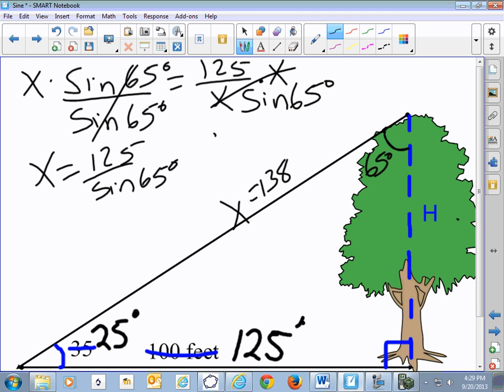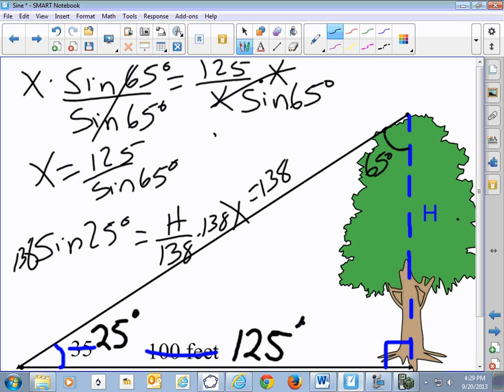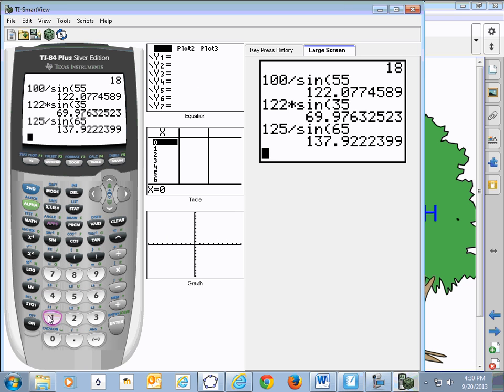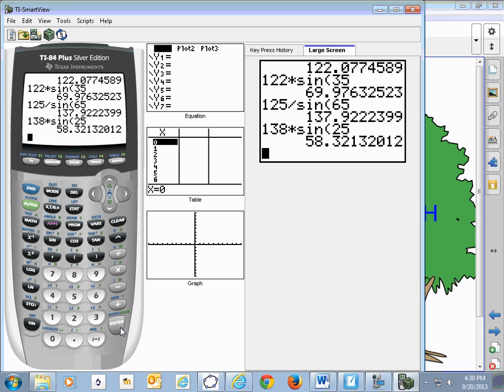Okay, now we can say that the sine of 25 degrees is equal to the length of the side opposite over the hypotenuse. Multiply by 138 on each side. So h equals 138 times the sine of 25 degrees. 138 times the sine of 25 degrees. 58 feet high.